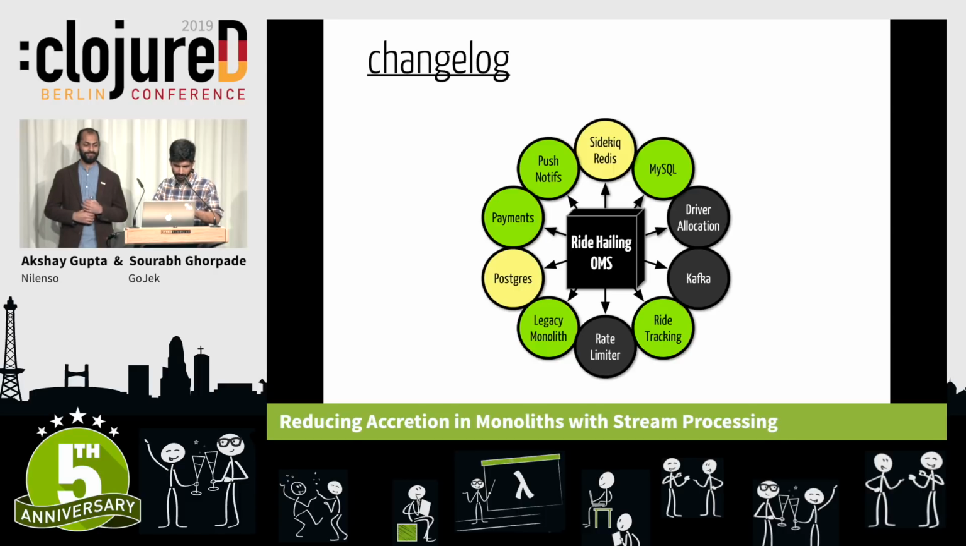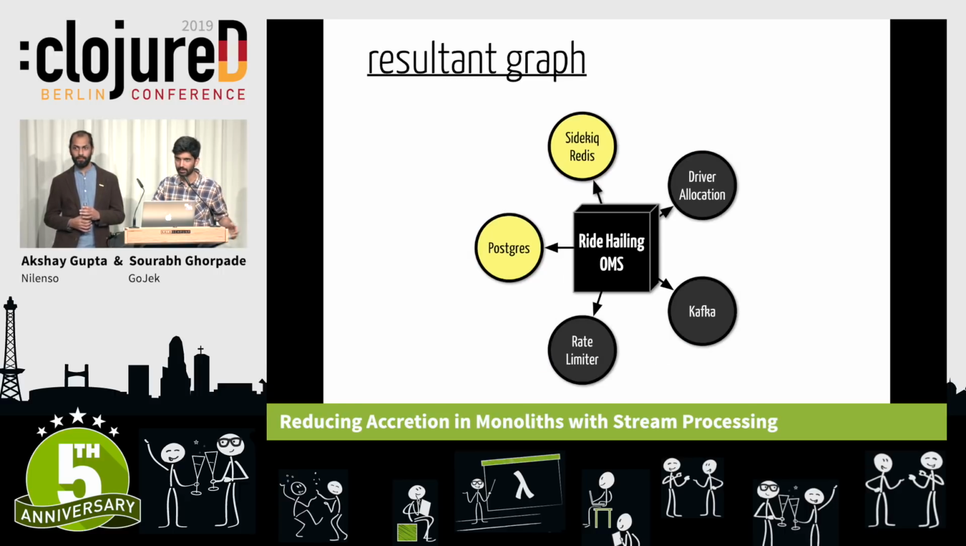Right. So we dropped that basically. All the green ones here are the ones that we dropped, and then we ended up with something like this, where the legacy monolith is now gone. So we did manage to remove that.